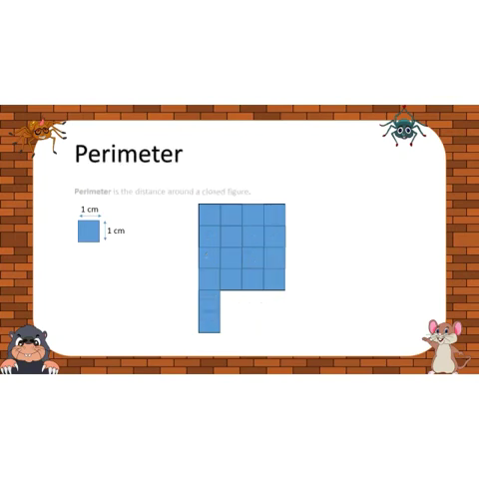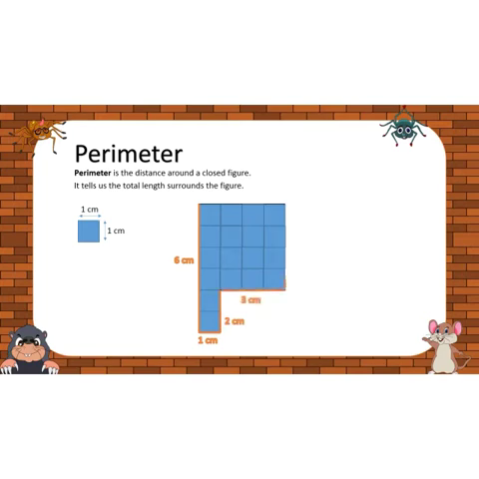Let's talk about perimeter. Perimeter can be defined as the distance around a closed figure. It concerns only the external surrounding but not the space occupied within. You can say it tells us the total length surrounding the figure. Now we shall measure all the lengths surrounding the figure. Let's find the perimeter of the figure. To find the perimeter, add up all the lengths of the figure. The perimeter of the figure is 20 centimeters. Remember, for perimeter, we do not use the same square as used for area.